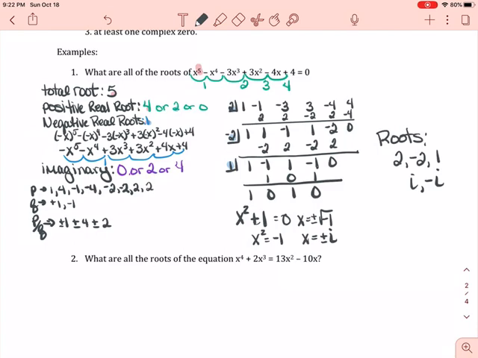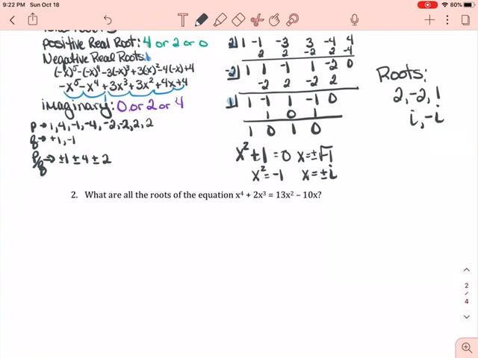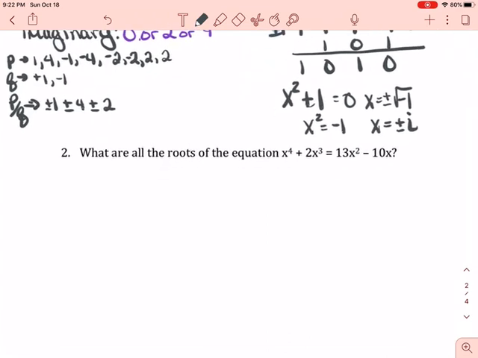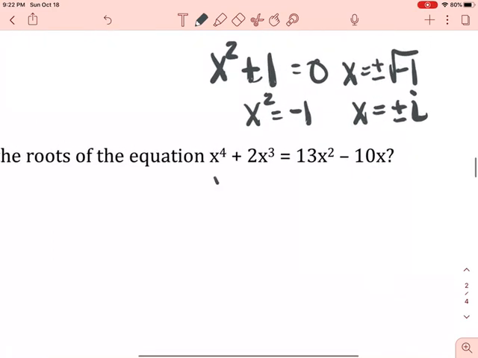Okay, you want to try another one together? That's a lot of information, so let's try another one. Okay, the first thing I noticed is that a is not equal to 0, so let's make sure it's in order.